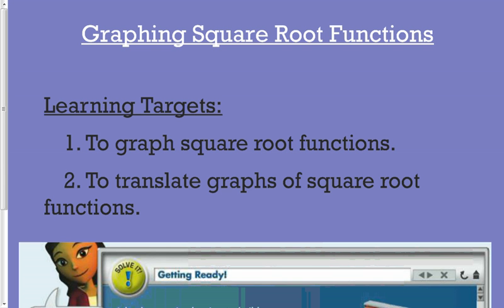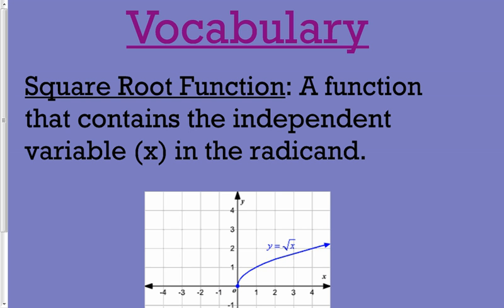We're also going to translate graphs of square root functions, which is kind of a shortcut to graphing square root functions. All right, so our only vocabulary term for today to know is what a square root function is. It's a function that contains the independent variable in the radicand. So the x is going to be underneath the radical symbol.